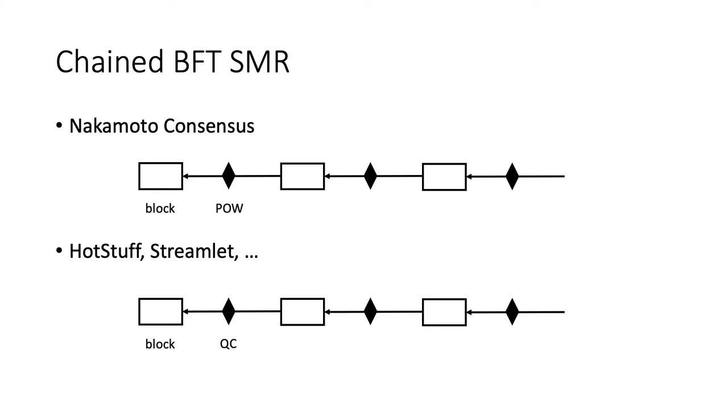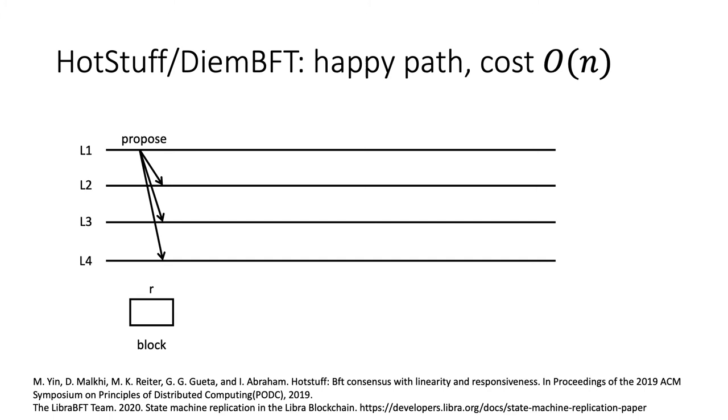To see a concrete example of how the chain of blocks is formed in HotStuff or DiemBFT, which is a production version of HotStuff, let's consider four parties, L1 to L4. So HotStuff is a leader-based protocol. In this example, the first leader L1 will first propose its block of round R. Then any party, when receiving the proposal from the leader, may vote for the proposal and send the vote message to the next leader, L2.